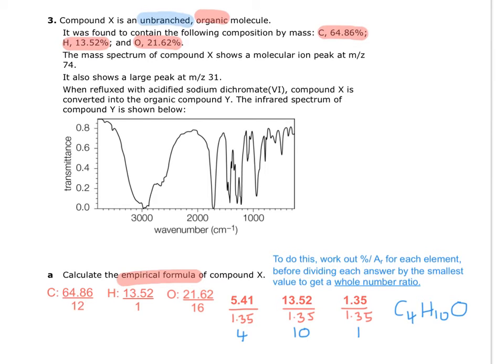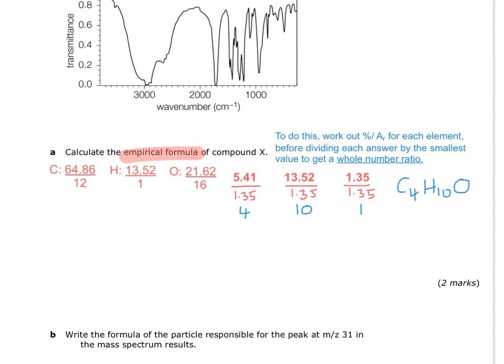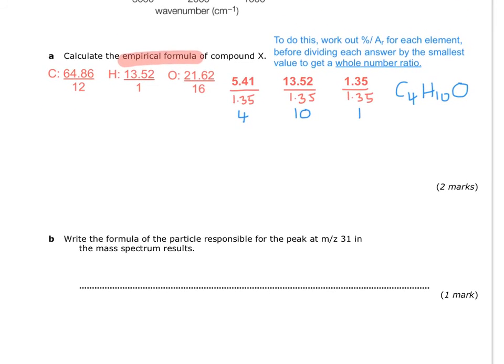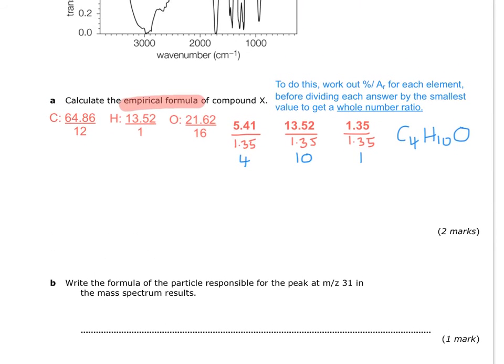So, moving the screen down a bit, the next part of the question says write the formula of the particle responsible for the peak m over z 31 in the mass spectrum result. So the m over z means the mass over charge. You assume that in 99.9% of cases the charge is +1. So therefore the Mr of that fragment, the particle, is going to be 31. So that would give us something along those lines.